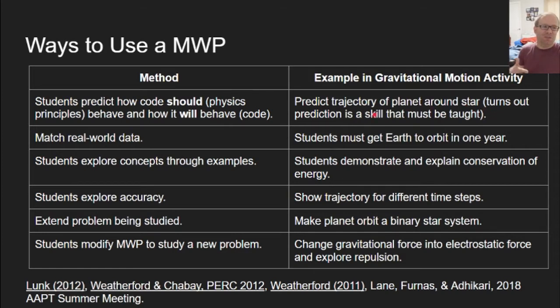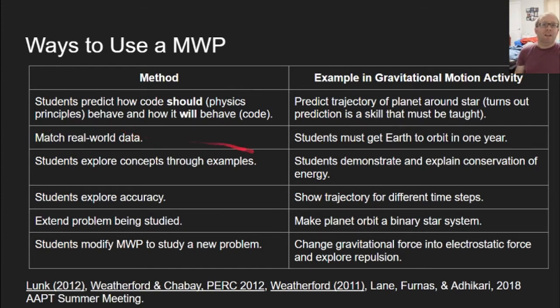So if you use this, you want to train your students to make predictions based on the physics and based on the code, and not intermingle the two, and actually compare the two. Another way you can use a minimally working program is to require that the students' code match real world data.